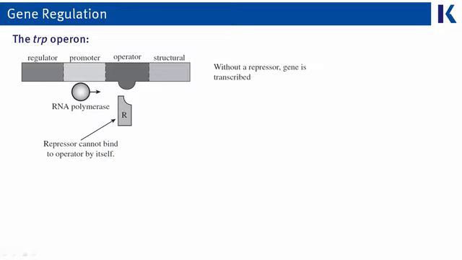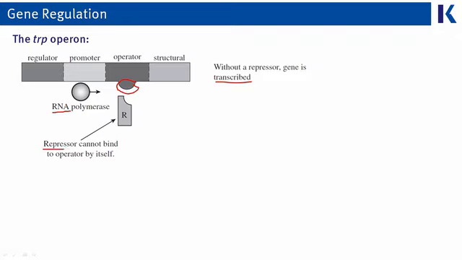The TRP operon is an operon or a regulatory mechanism in the genes of bacteria. What happens is that RNA polymerase, as represented by this little circle, moves right along the gene from left to right, and if there's no repressor here on this little operator, then the gene gets transcribed. The RNA polymerase moves along, makes an mRNA transcript, and so on.